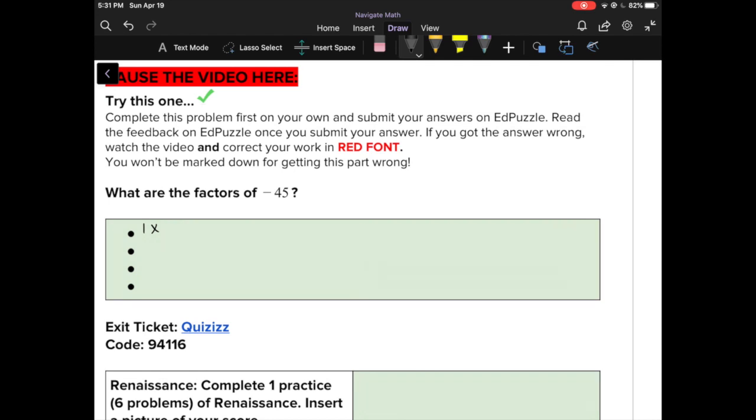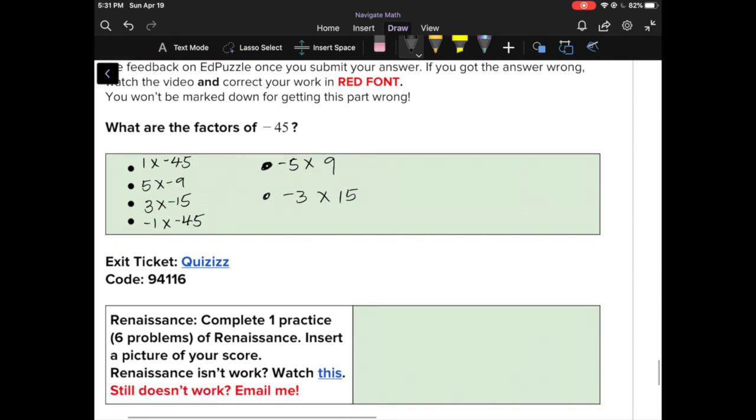We have 1 times -45. We have 5 times -9. We have 3 times -15. We have -1 times 45. And I didn't put enough dots, so I'm going to go ahead and put more into your document now. We have -5 times 9, and -3 times 15.